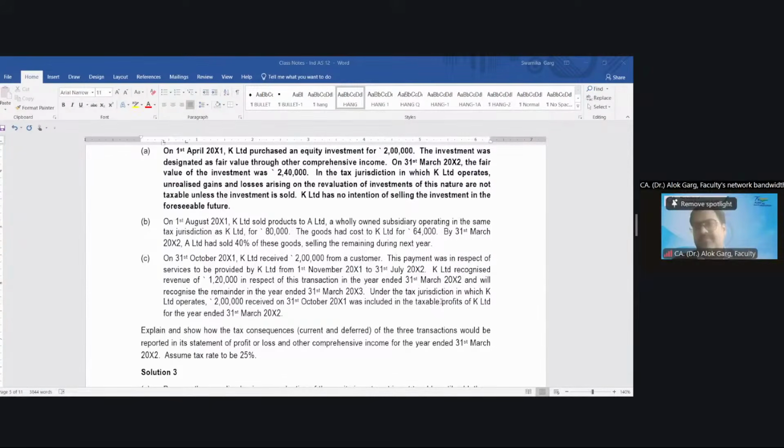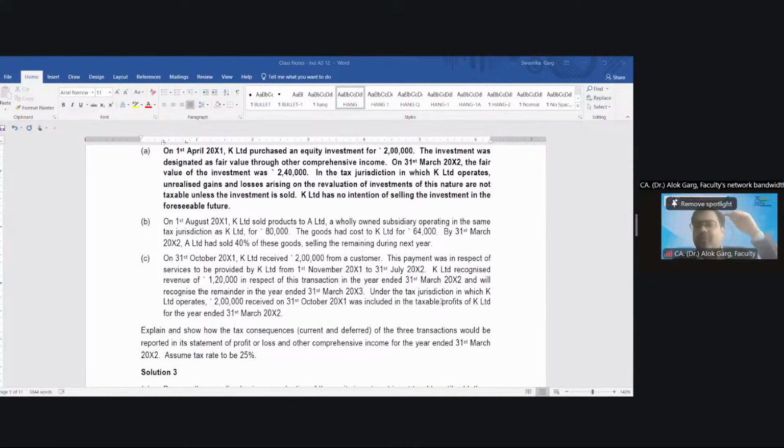So you are saying my cost price of unsold inventory is how much? 38,400. Whereas tax department is saying 80,000 multiplied by 60%, which is 48,000. So your tax base is higher than your book base. So what is going to be created? Asset or liability? Asset.